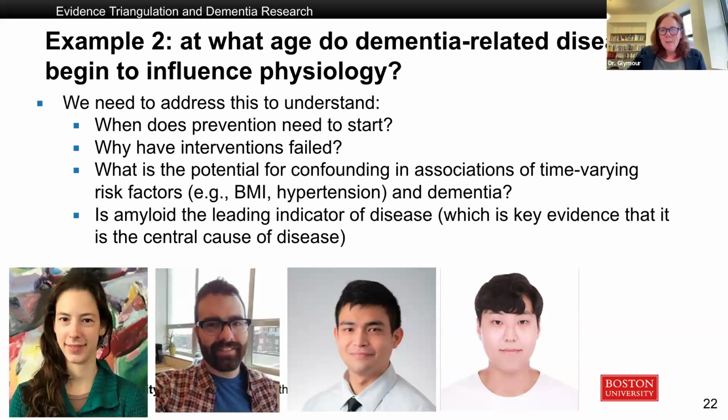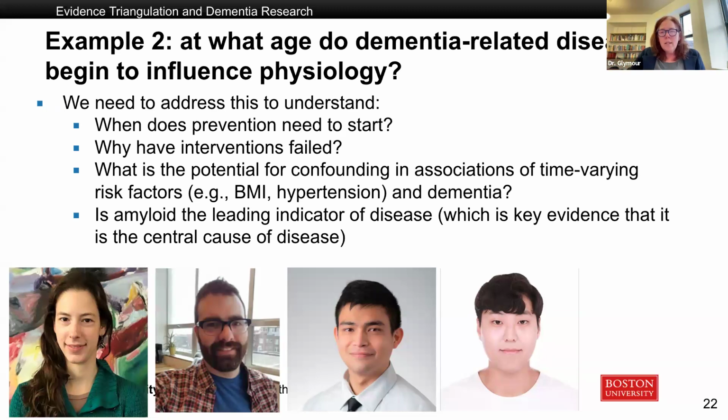So why is this question important? It's important because we have to understand when a disease begins to understand when prevention has to occur. You can't say we're going to do primary prevention when you don't even know when the disease begins. It also helps us understand if interventions are failing because we're starting too late. That's a common response, but actually it's a little unclear.